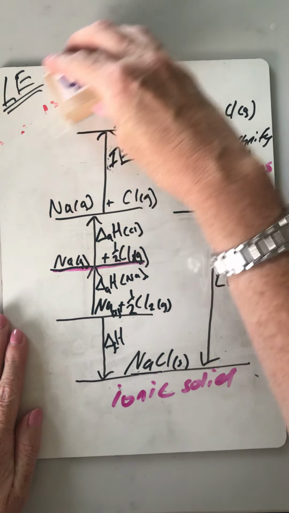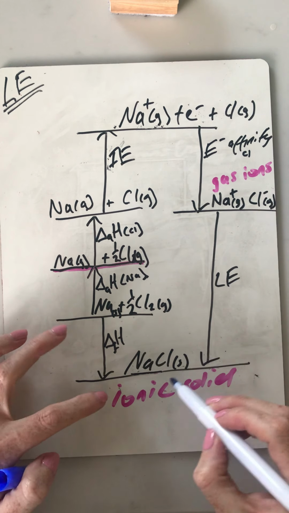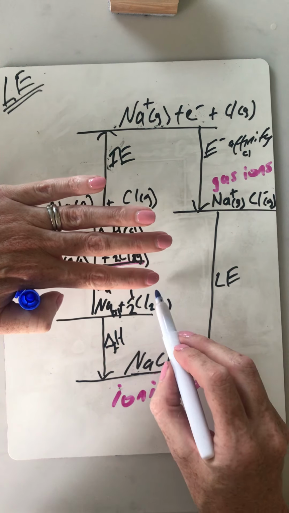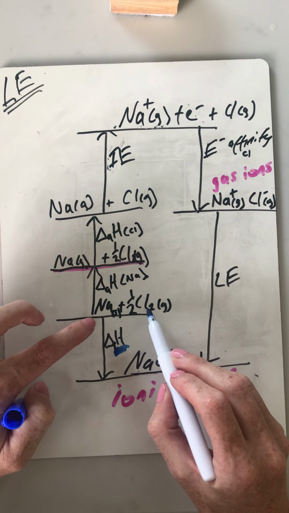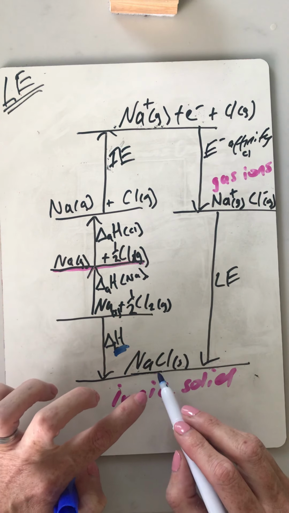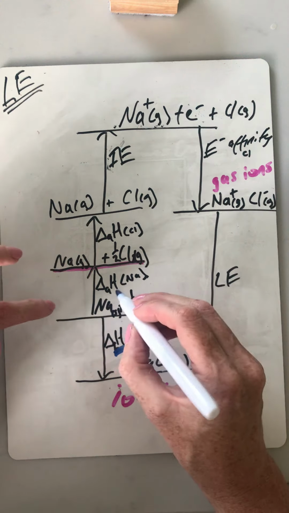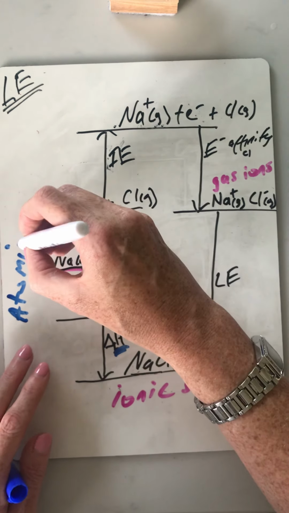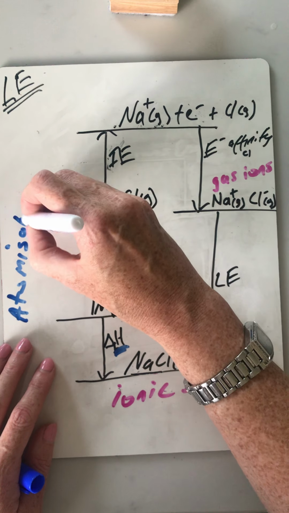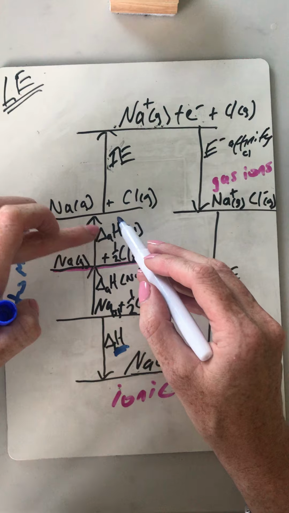I'll just show you each of the steps. So formation is basically this bit here. So this is your formation, and it's from your elements in their standard form, making 1 mole of compound. And then you can see here your delta H atomisation. So all these two steps are atomisation. And that's this step and this step. First of all, of sodium, and then of chlorine.